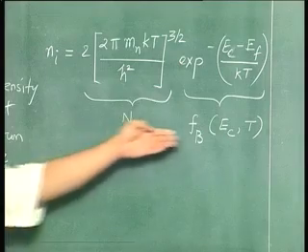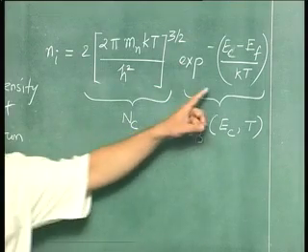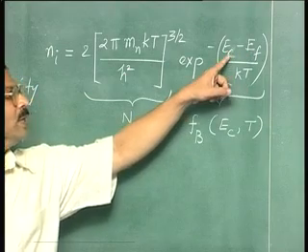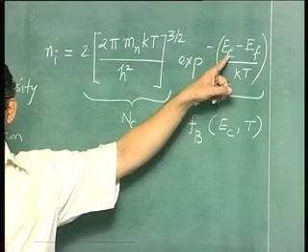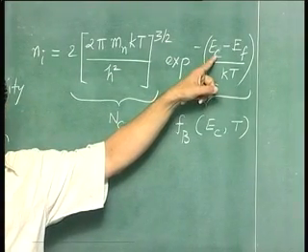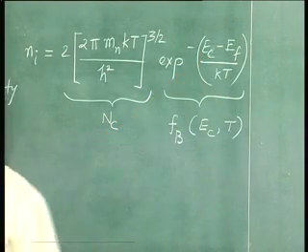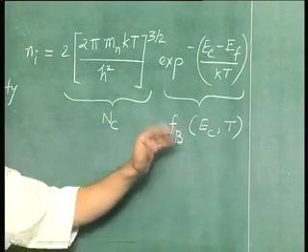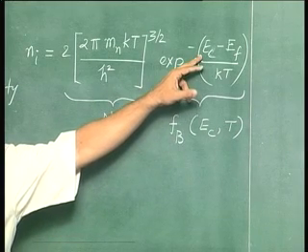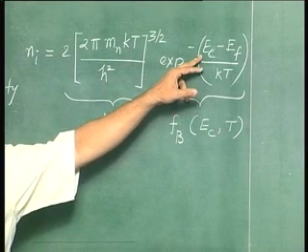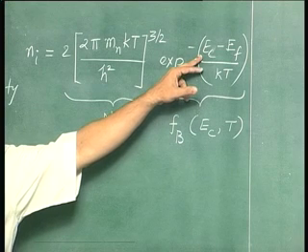Now how do you know that this approximation is valid? For this approximation to be valid, your EF should be below EC by at least 3 times kT. Okay. Now how do you know that is true? So we have said one way of checking that is to derive a formula for EF and then check whether indeed EF is below EC by 3 times kT, which we will do.